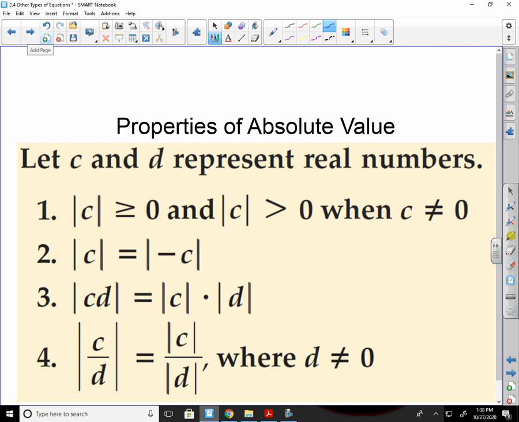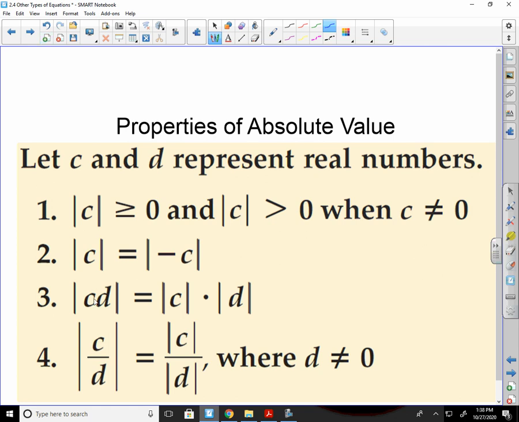Properties of absolute value. Let c and d be real numbers. So they can be any numbers that are real, not imaginary. Then the absolute value of c is greater than or equal to 0, always. And the absolute value of c is greater than 0 as long as c is not equal to 0. Absolute value of c is equal to the absolute value of negative c, just like when we were looking at 5 and negative 5. Those ended up being equal when we take the absolute values.